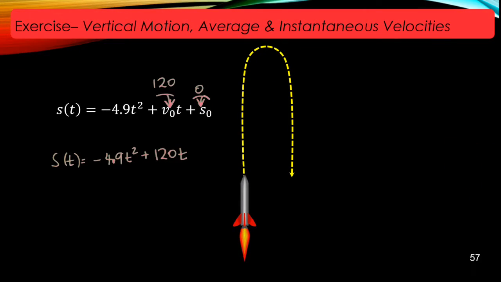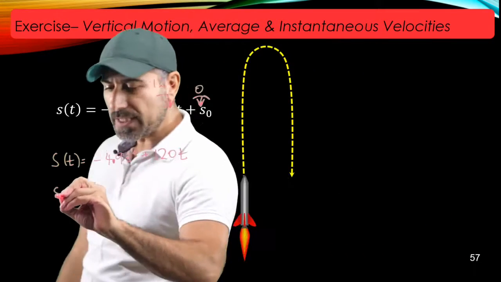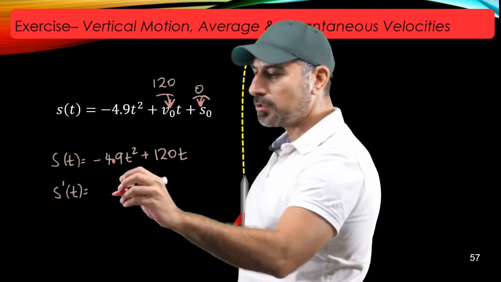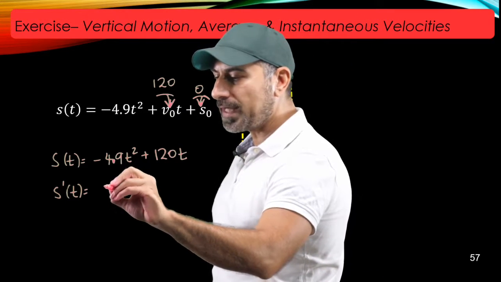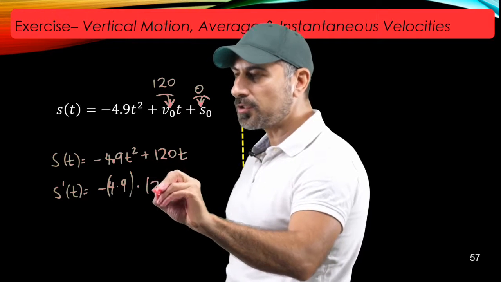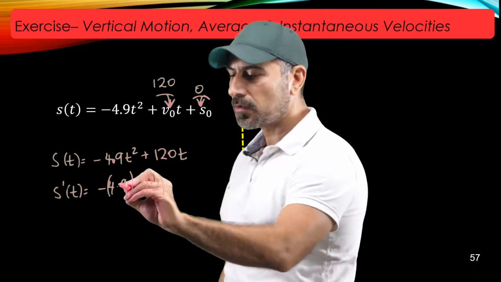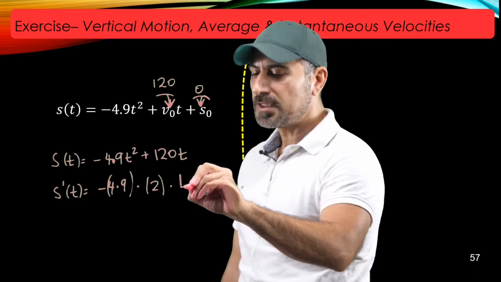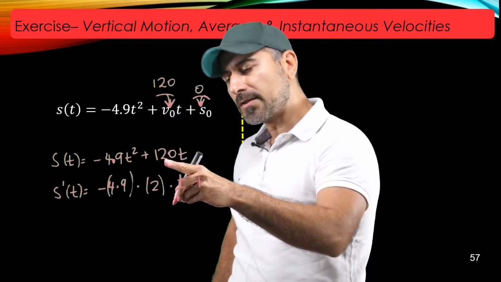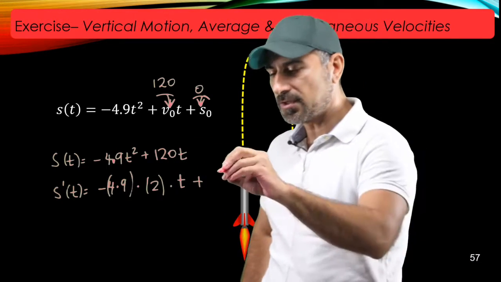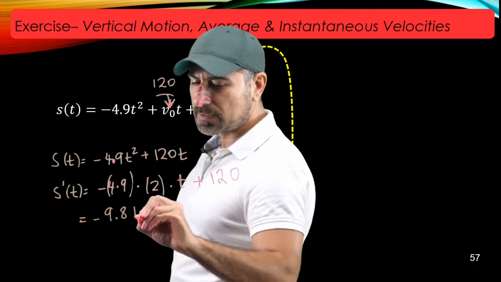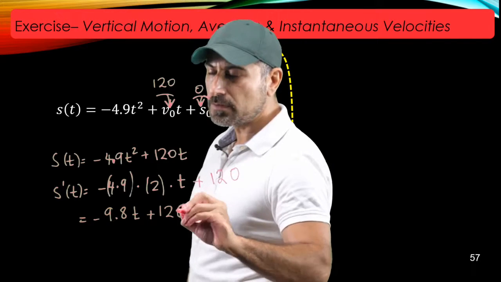And we're going to go ahead and take the derivative of this function by using the power rule. So for this one, it's going to be minus 4.9 times 2 times t to the power of 1, which is just t. And for this one, this is a constant multiple of t, so the derivative of that is just going to be 120. So this is minus 9.8 t plus 120.